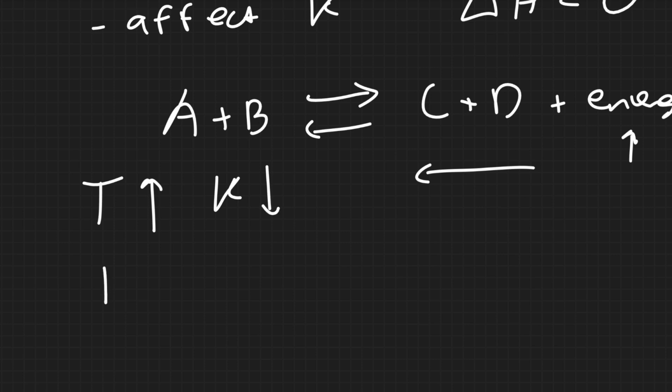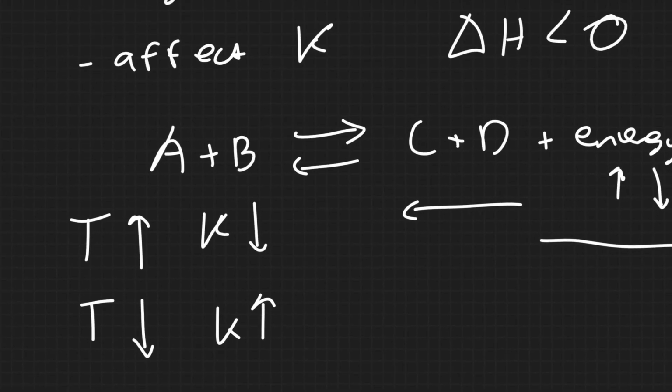And the same goes for if our temperature is going down. Well, we've now lowered our energy over here. Now we want to gain some of that energy back to get back to equilibrium. So we're going to shift to the right, and our K is going to go up because we're going to have more product and less reactant now.